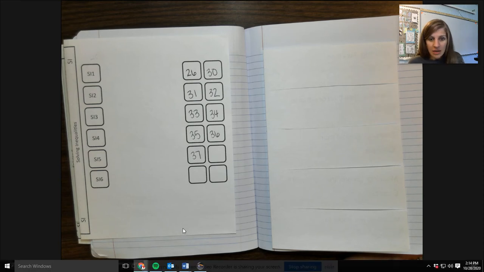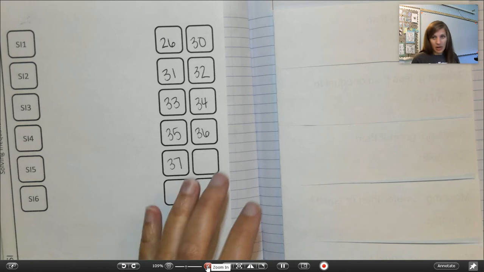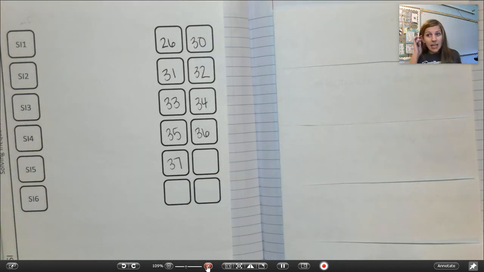Alrighty guys, let me zoom in a little bit. We're going to talk a little bit more about solving inequalities.